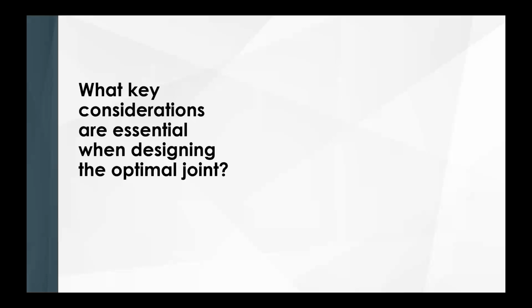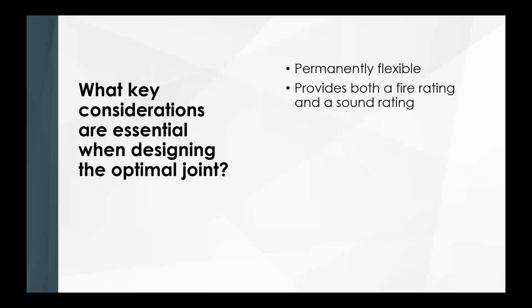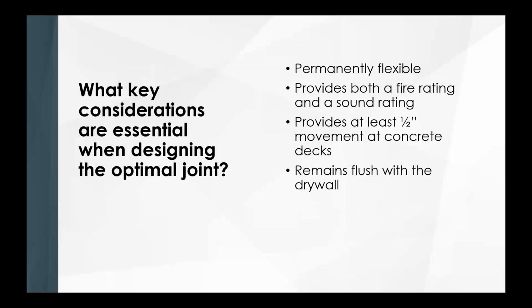So in both areas. What are some key considerations when you're designing the optimal joint? What should you be looking for? Well, you want to see something that stays permanently flexible. Okay, that's important. And again, since so many walls are fire rated and sound rated, you want to make sure that the joint can provide a fire rating and an STC rating. And if you're going up to a concrete post-tension slab or something, you want to make sure it's providing at least around a half inch of movement. You want to provide ample movement so you don't get those cracks that we were showing just earlier.